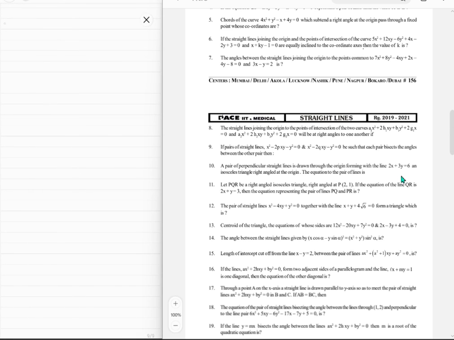Okay, next question. Question number 11. What does it say? Let PQR be a right angle isosceles triangle, right angle at P. If the equation of the line QR is given and the equation representing a pair of... once again, that's a very kind of question. So, pair of straight lines, right angle at that point. Come on, think of it.